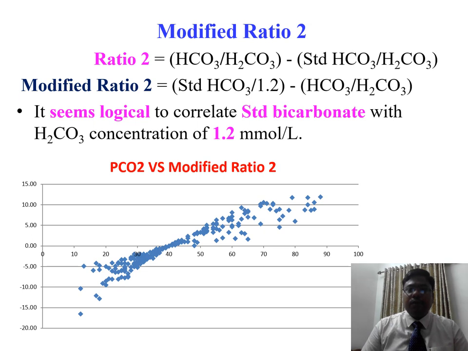In the modified ratio, 1.2 is taken, because we already know standard bicarbonate is the bicarbonate concentration at PCO2 of 40. At PCO2 of 40, the concentration of carbonic acid is 1.2. So in modified ratio 2, we have taken 1.2. So ratio 2 is modified: standard bicarbonate divided by 1.2 minus bicarbonate divided by carbonic acid. If you plot modified ratio 2 with PCO2, it will be similar to ratio 2: greater positive for increased PCO2 and greater negative for decreased PCO2. But this clearly demarcates the different PCO2 values. So it seems logical to correlate standard bicarbonate with a bicarbonate carbonic acid concentration of 1.2.